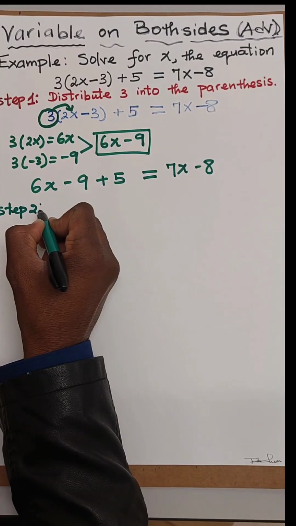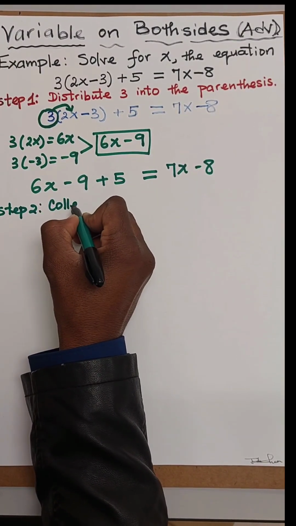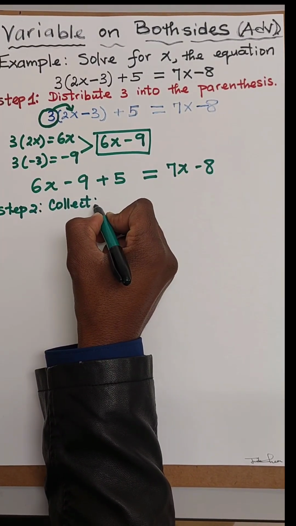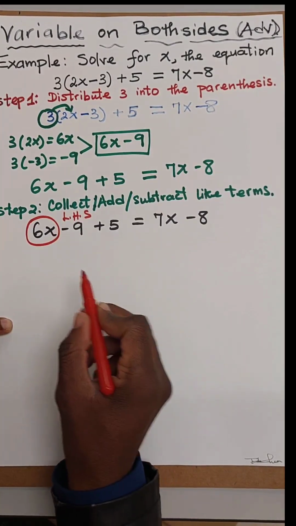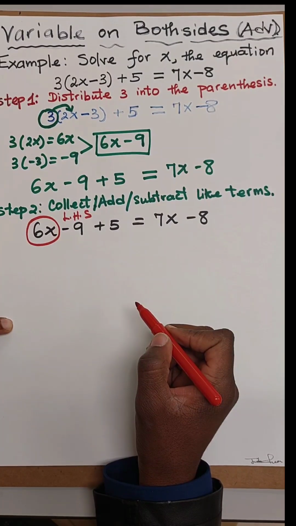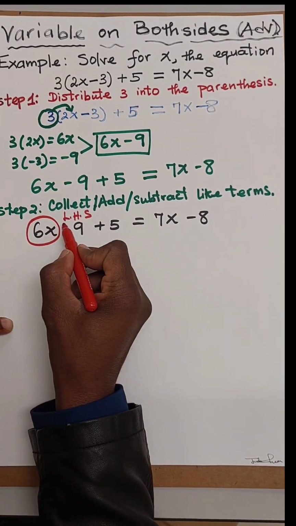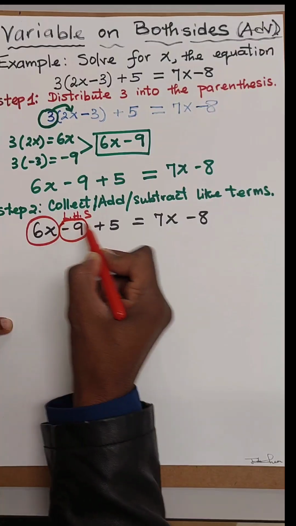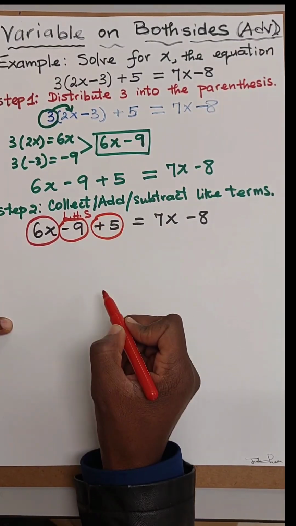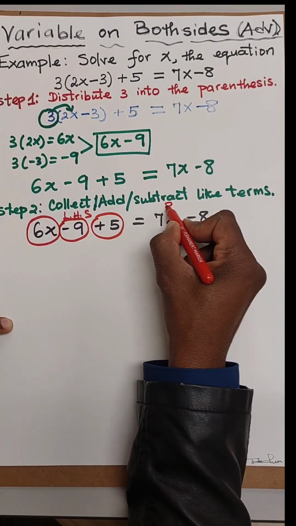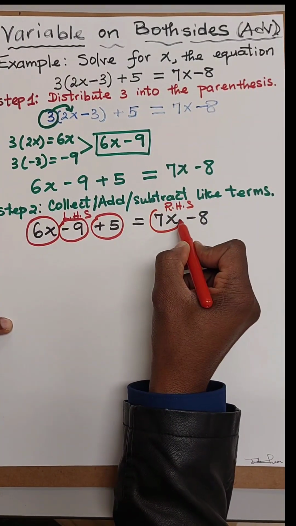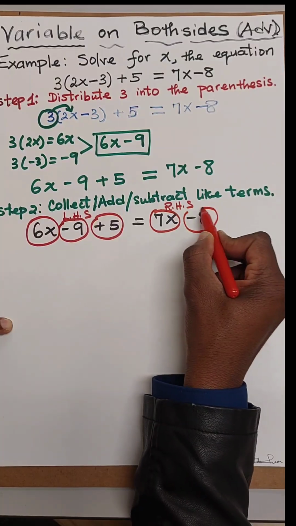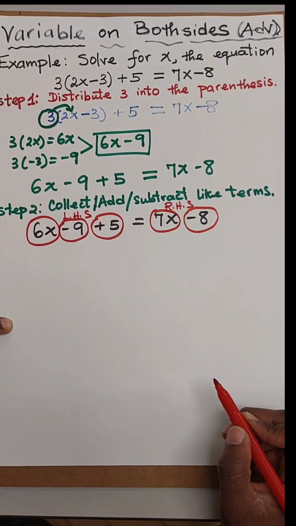Step 2, we are going to collect like terms. Collect like terms simply means we will add or subtract the like terms. The left-hand side of this equation has 3 terms, and the terms are 6x, -9, and positive 5. On the right-hand side, we have 2 terms, and the terms are positive 7x and the -8.